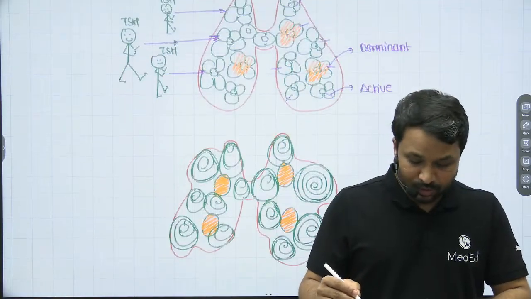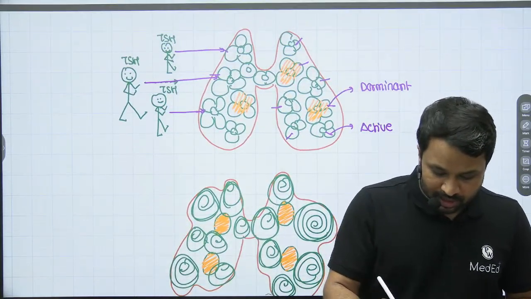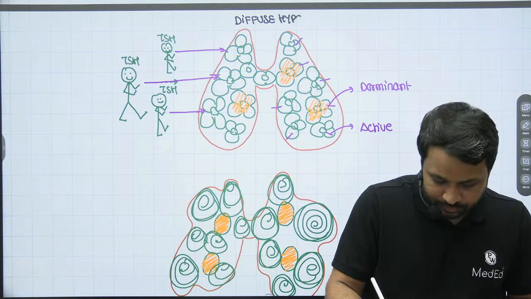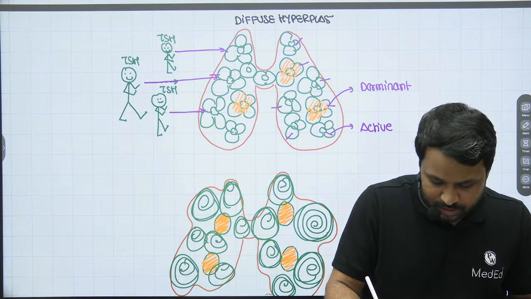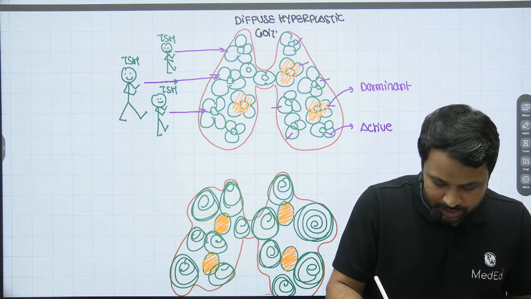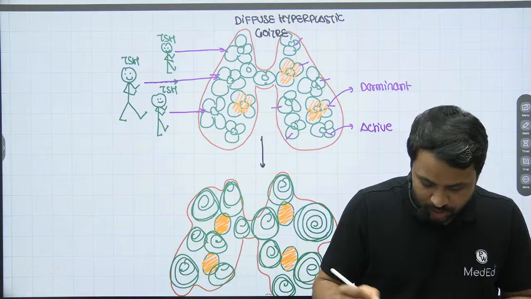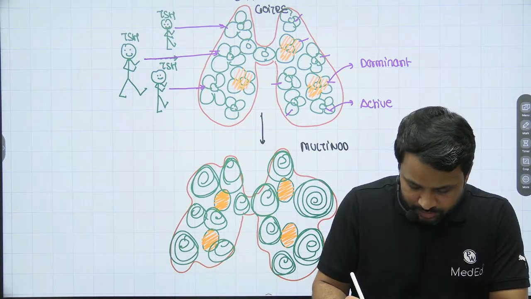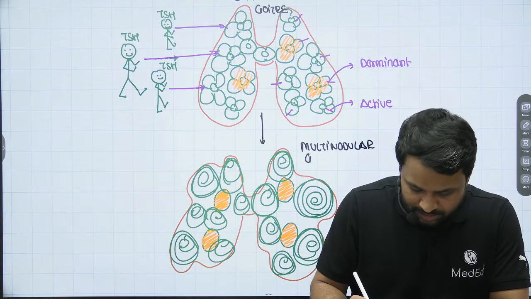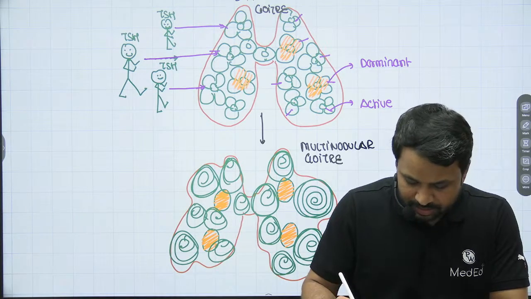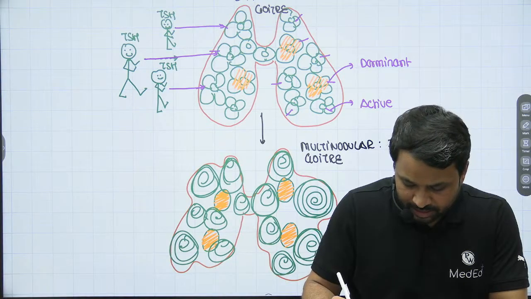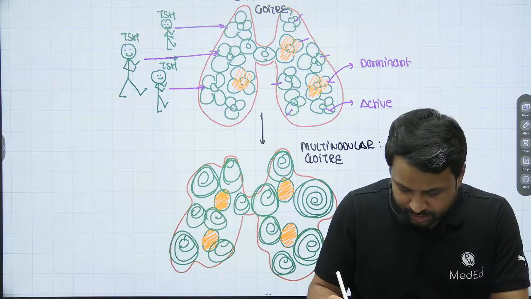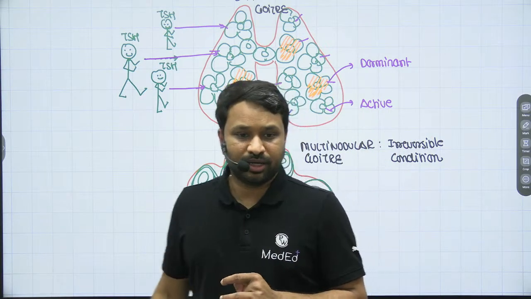Now this diffuse hyperplastic goiter, until this point we had a patient with a diffuse hyperplastic goiter, is now converting, you can see, because of differential stimulus, into a multinodular goiter. And remember, this multinodular goiter is an irreversible condition. The multinodular goiter is an irreversible condition.